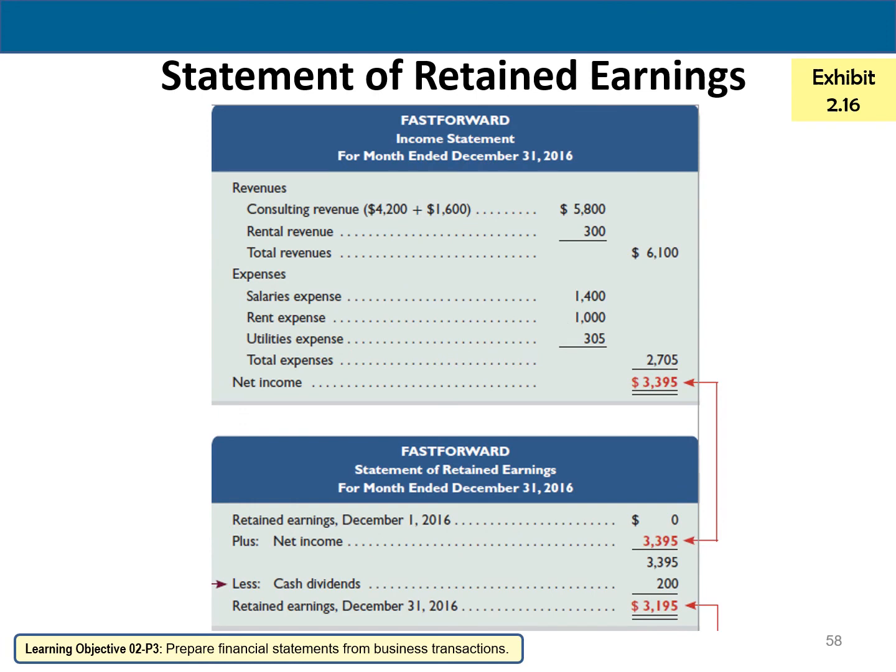And then you have your statement of retained earnings here at the bottom of this slide. We're starting at zero because the business just started. We're taking our net income of $3,395, and it's getting pulled from the income statement down here. That comes down to your statement of retained earnings as an addition to the beginning retained earnings balance. Then we're going to subtract any dividends that we may have paid to arrive at ending retained earnings.